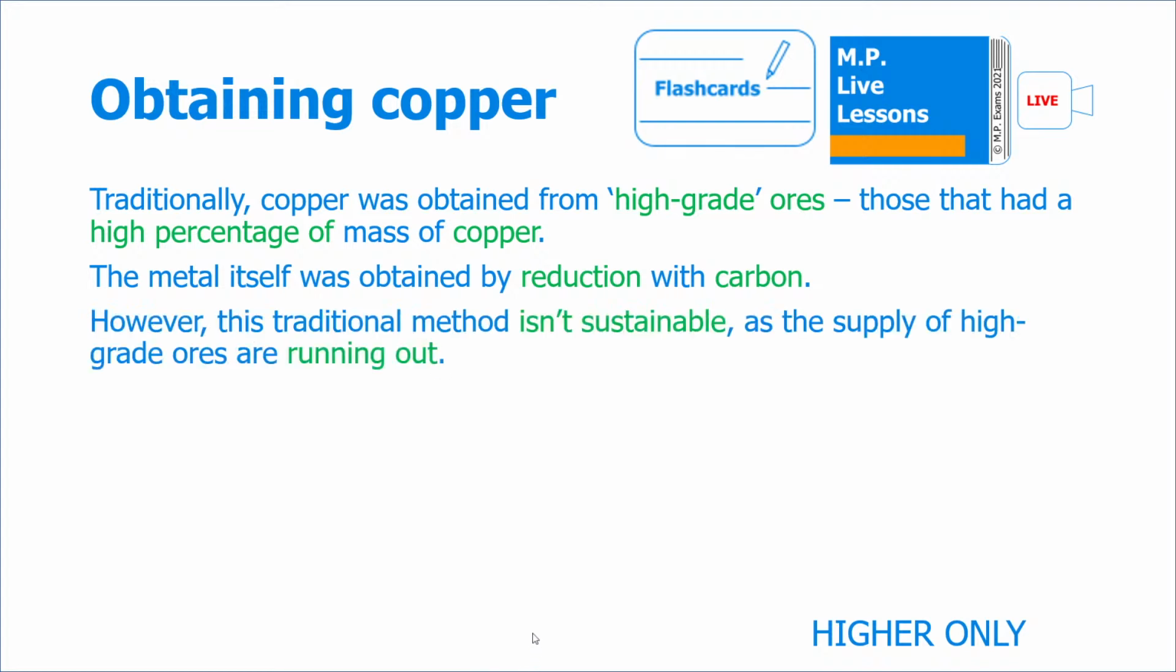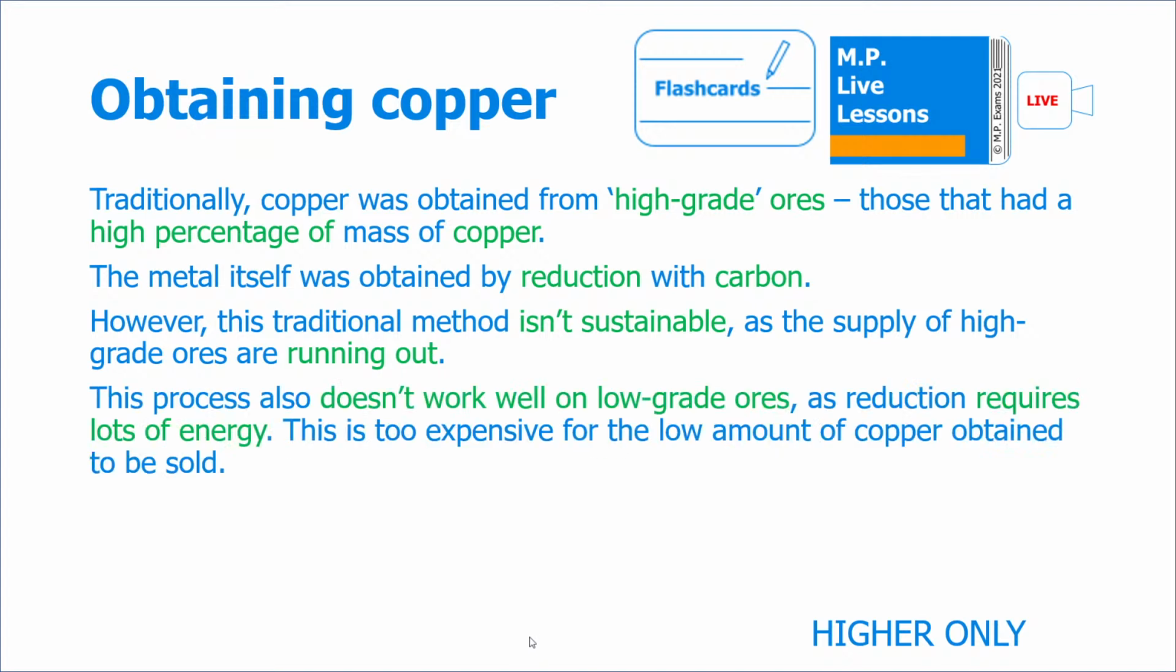This traditional method also brought out some problems. It's not sustainable because the supply of high grade ores is running out. And again, this process doesn't work well on low grade ores because the reduction requires lots of energy for the high temperatures. If you use low grade ores, you won't get as much copper from them, and therefore you'll make less money or even be at a loss.